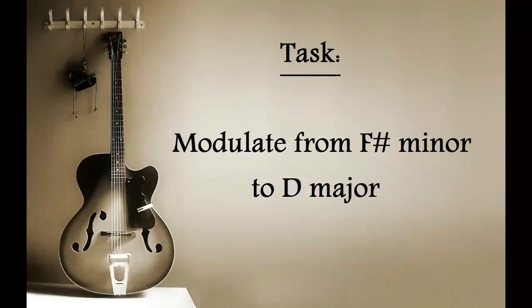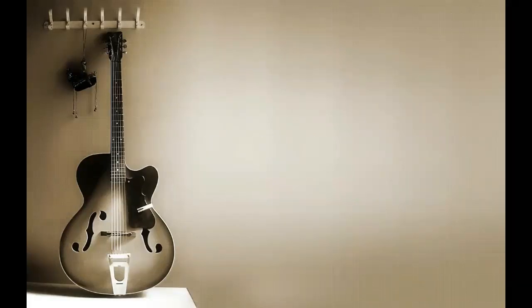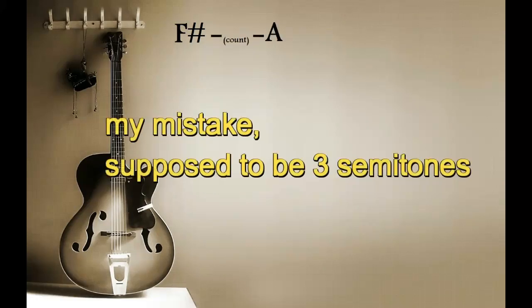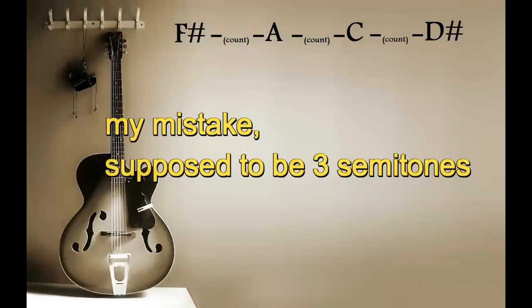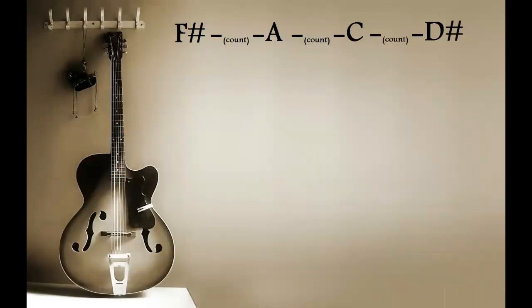Let us say we are in F sharp minor and want to modulate to D major using the diminished 7th chord. For me, this is how I struggled. In making a diminished 7th chord, I would manually write down my first note, e.g. F sharp, and then manually count 4 semitones to find A, another 4 semitones to find C, and my last 4 semitones to find D sharp, and voila, the diminished 7th chord.